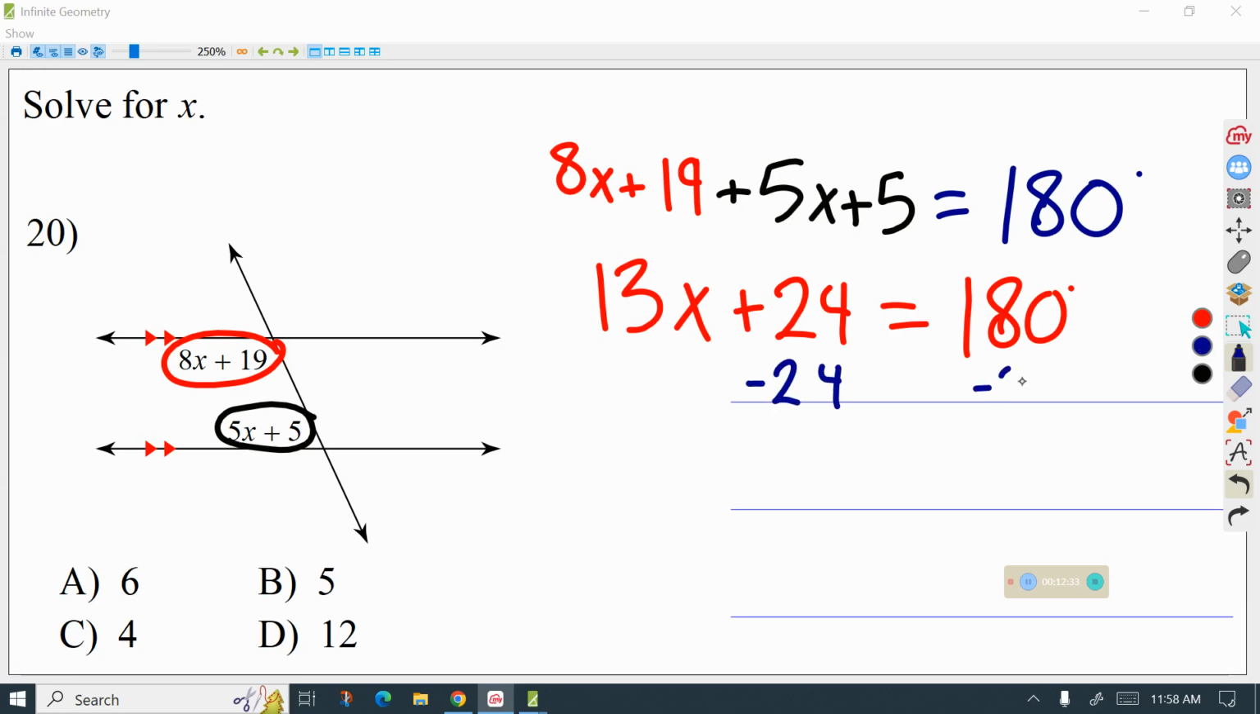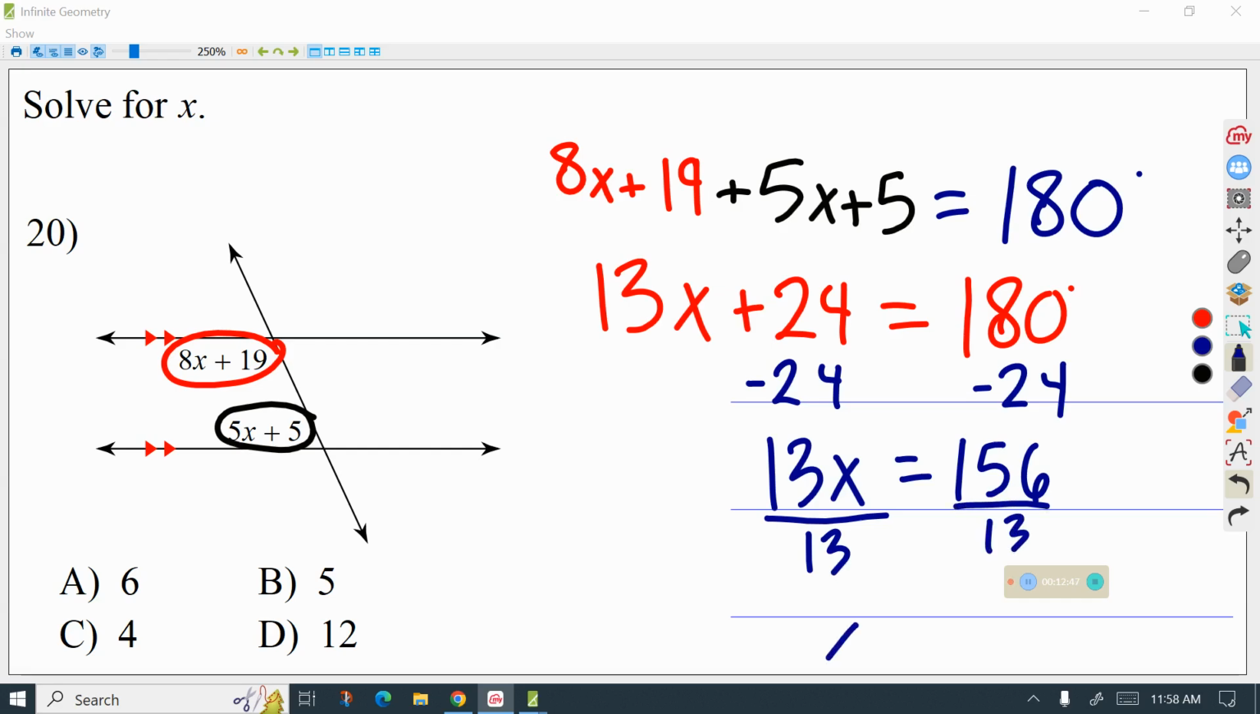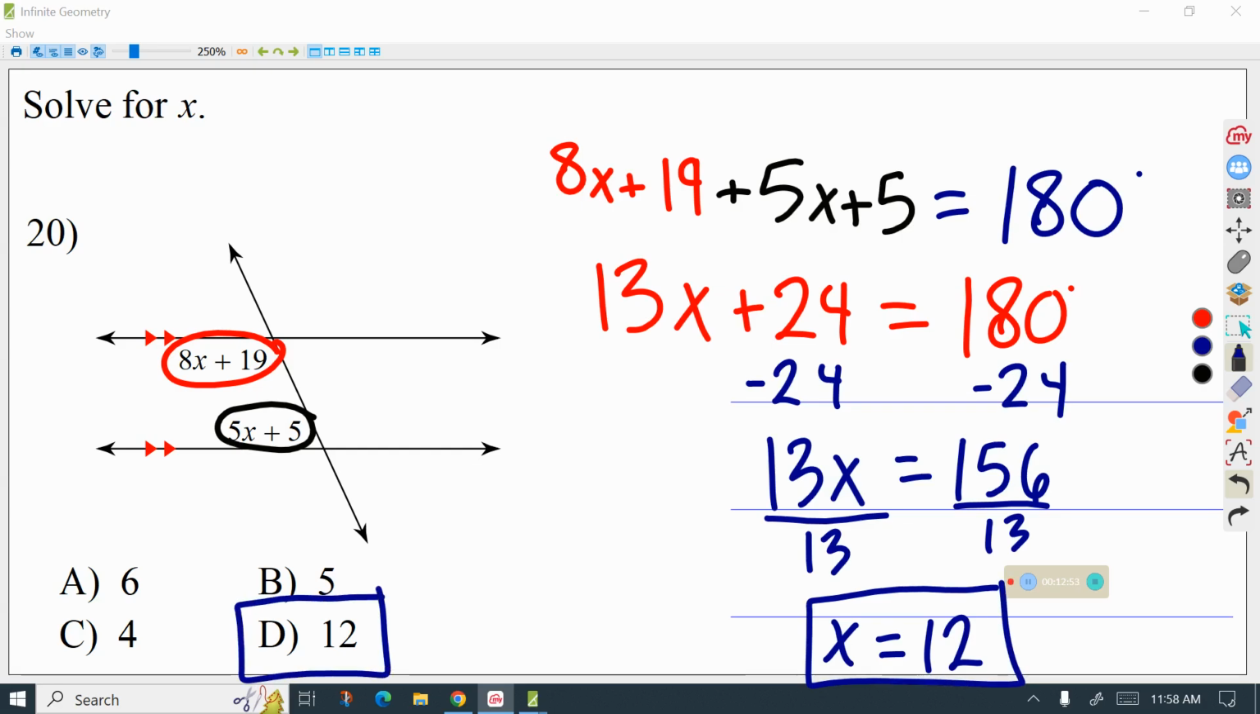So we'd want to subtract before we divide here. So we'll end up with 13x equals 180 minus 24, which is 156. And now if I just divide both sides by 13, we'll be finished. And we'll see that x equals 12. Okay, so we can find the answer is right here.